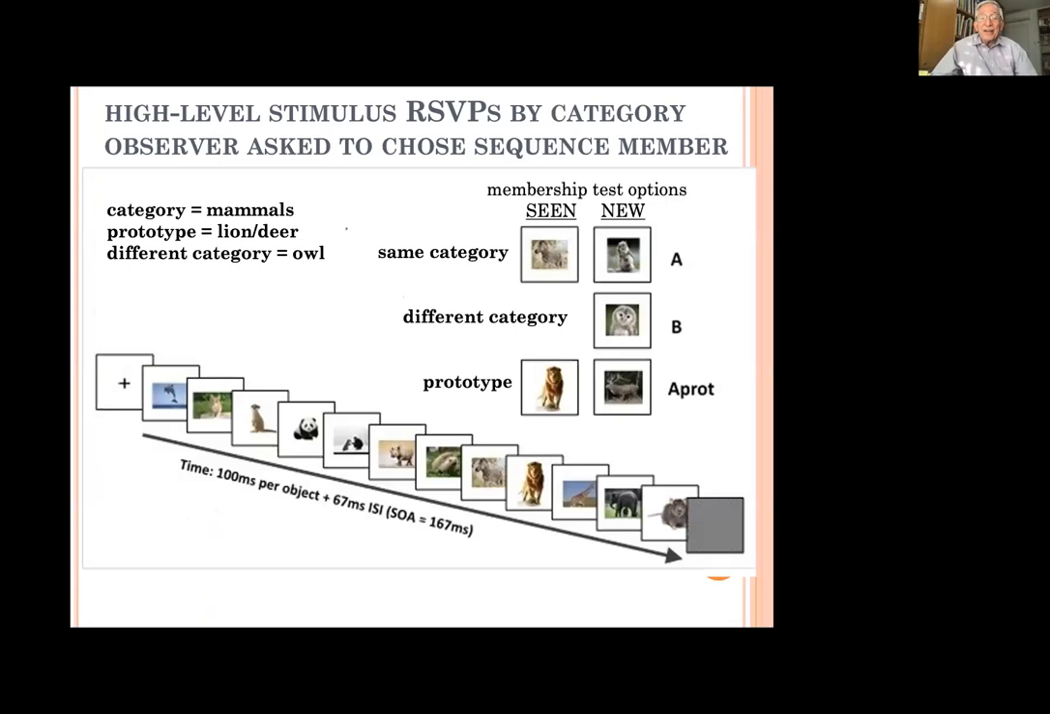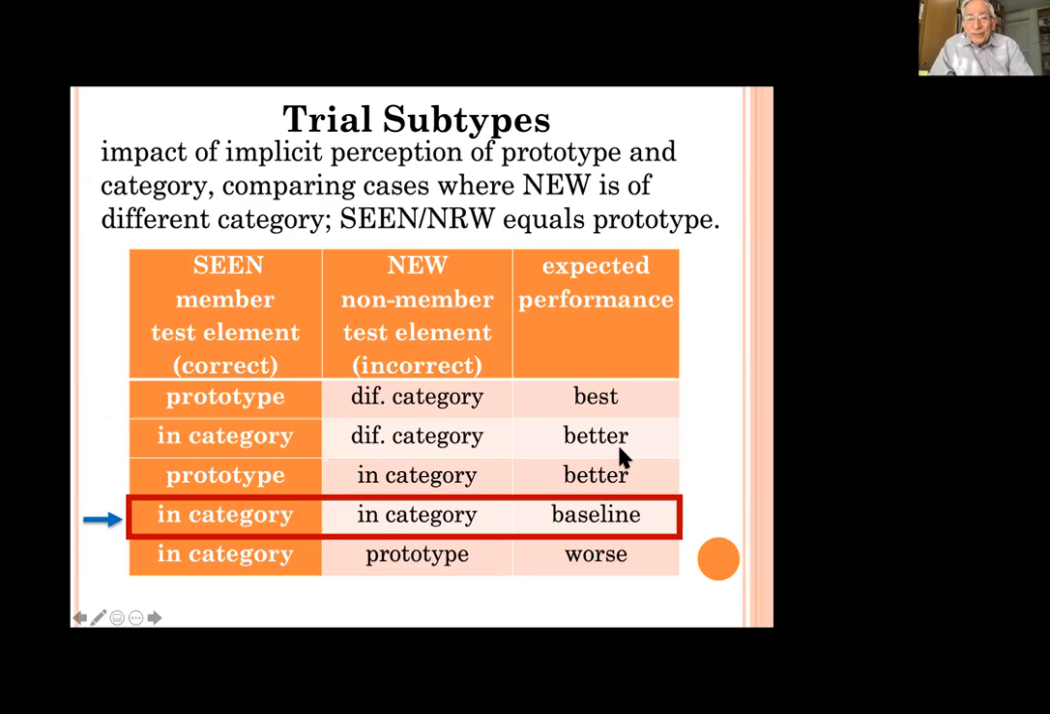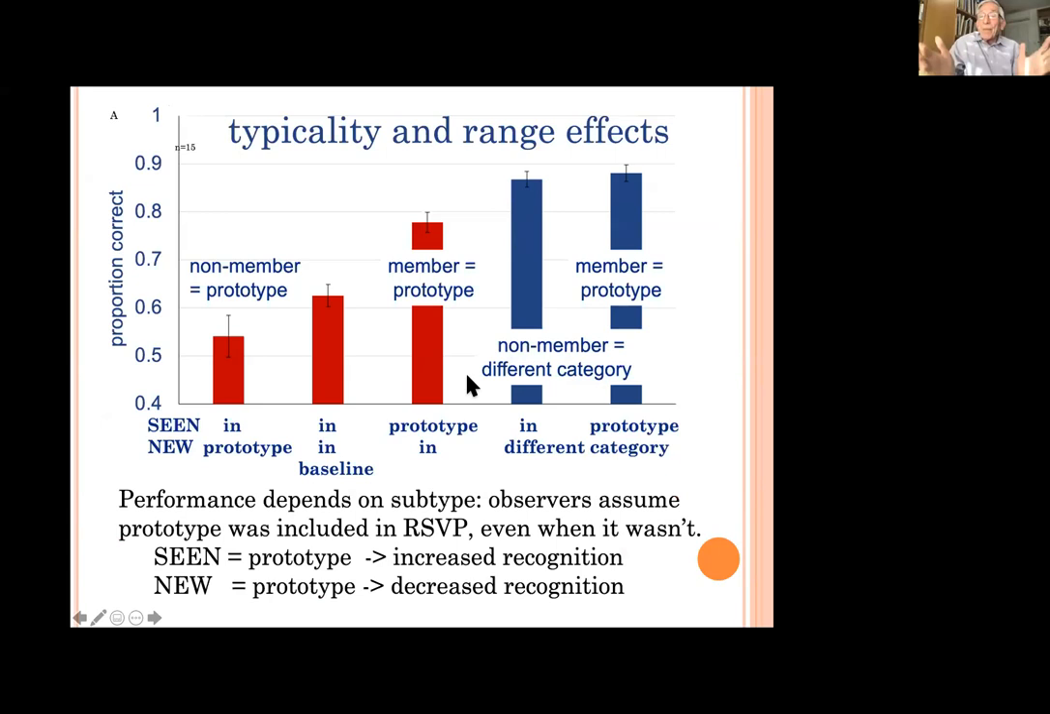And so what we did was show a series of pictures, all from the same category, and then ask which picture was there. If they're both from the same category, fine, they should choose the seen one or the new one. If the new one is from a different category, they should be able to reject it. And if the seen one was the prototype, or the new one is a prototype of the category, they should choose that more often, in the same way as we said before for objects of different sizes. So in category is the baseline. If one of them is the prototype, it should be better if it's the seen one and worse if it's the new one. And if from a different category, it should be still worse. And we get exactly the same type of responses.